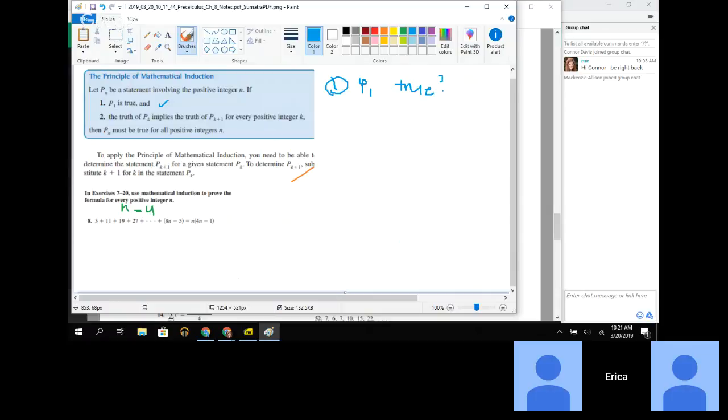In order to figure out if that's true or not, we know that P sub 1 is when your number n equals 1, right? So this is your equation. So when I have 1 times 4 times 1 minus 1, does that equal 3? It's kind of like we checked P sub 4, but to do mathematical induction, you have to check P sub 1.